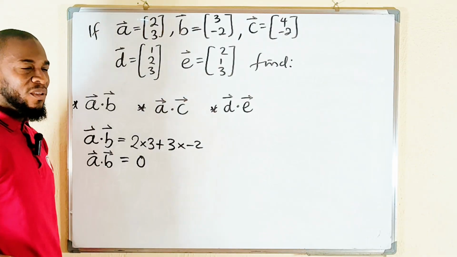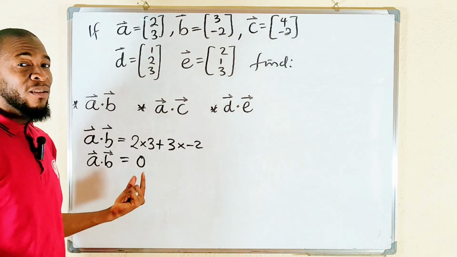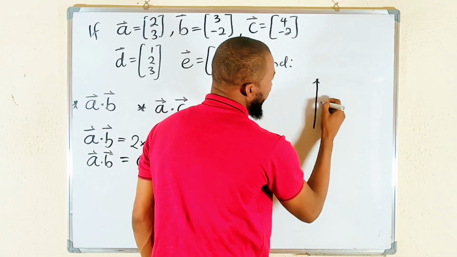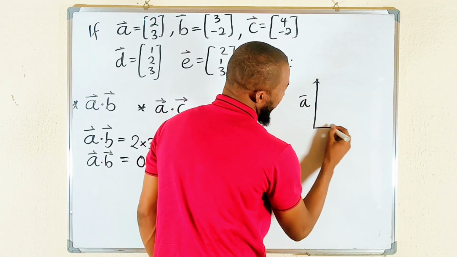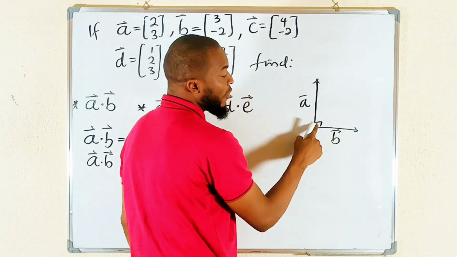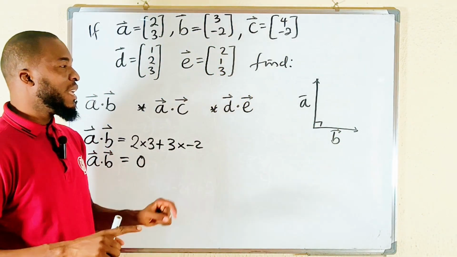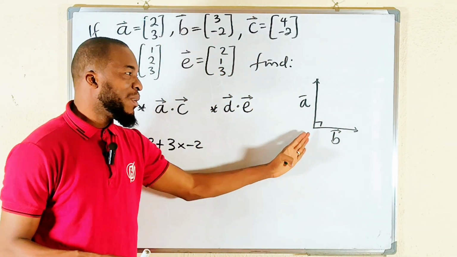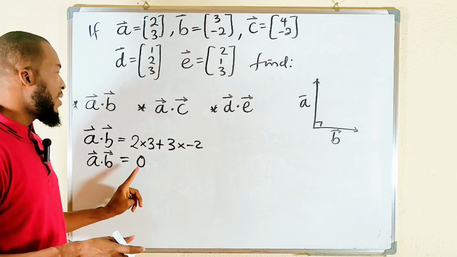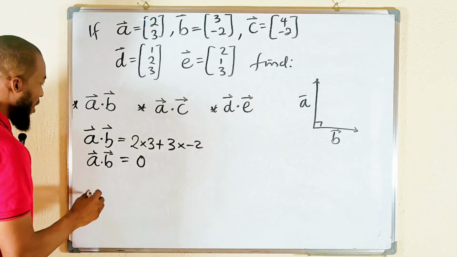What is this telling us? It means that vector a and vector b are perpendicular. If this is vector a, then this must be vector b, where you have an angle of 90 degrees in between them. So whenever you have two vectors that are perpendicular to each other, then their dot product must be 0. Let's take the second one.